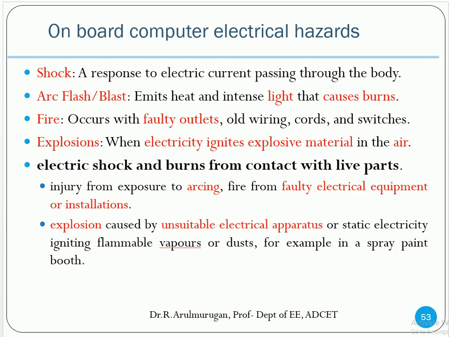Coming to the electrical hazards: what are the possible electrical hazards in computer systems? Earthing problem. If it is not properly earthed, the body gets a shock. Also, if the cable or outlet is faulty or old, our lifespan is reduced. And over voltage flowing through it makes it faulty. These are the reasons you get electrical hazards.